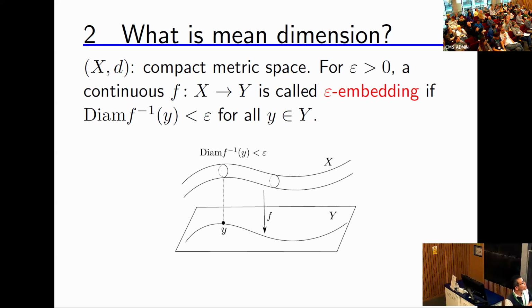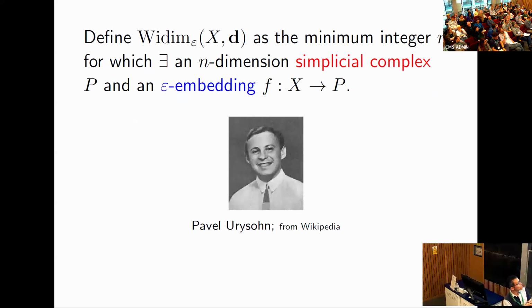By using this notion, we define a quantity called epsilon width dimension. We define the epsilon width dimension of this metric space (X, d) as the minimum integer n such that there exists an n-dimensional simplicial complex P and an epsilon embedding from X to P.